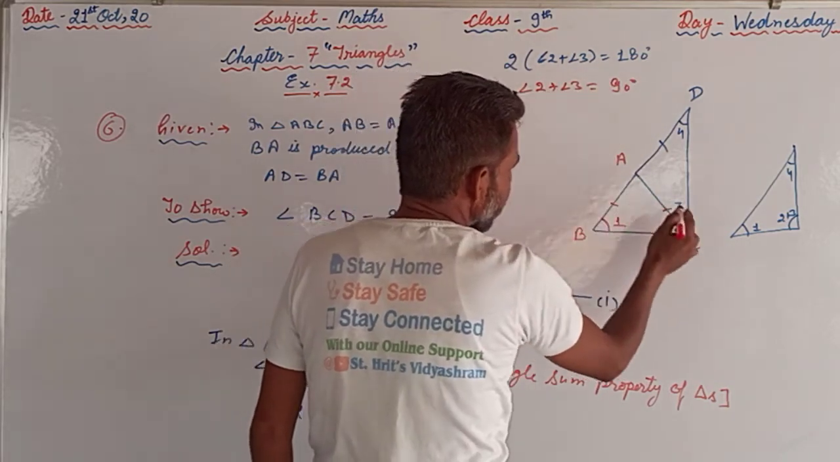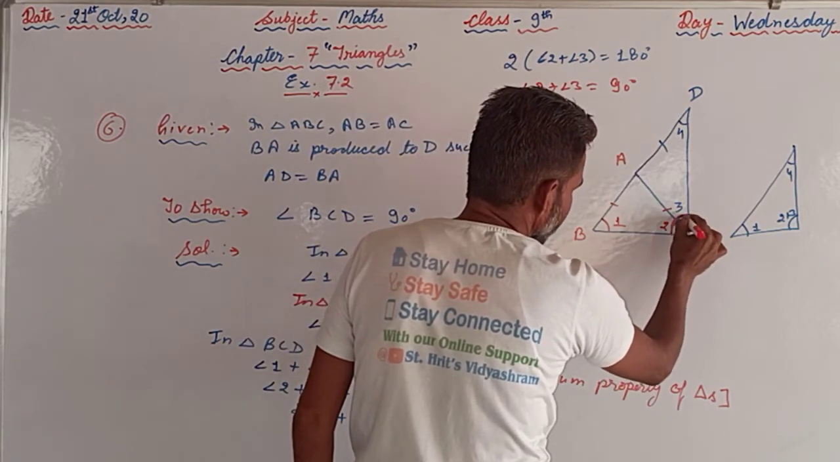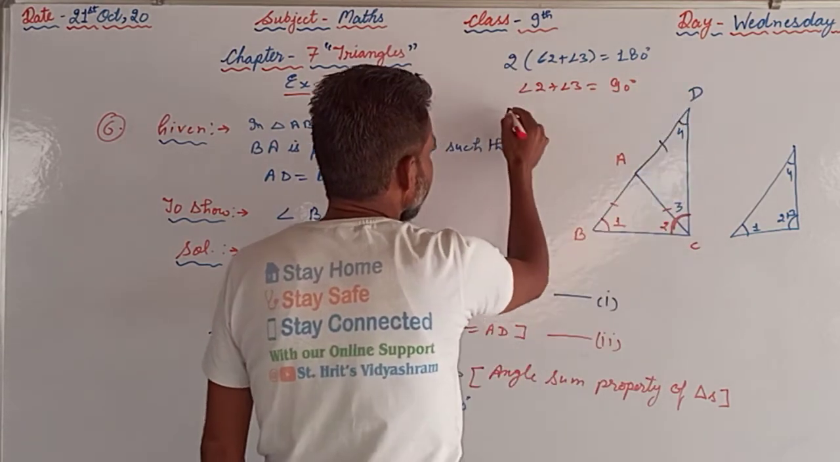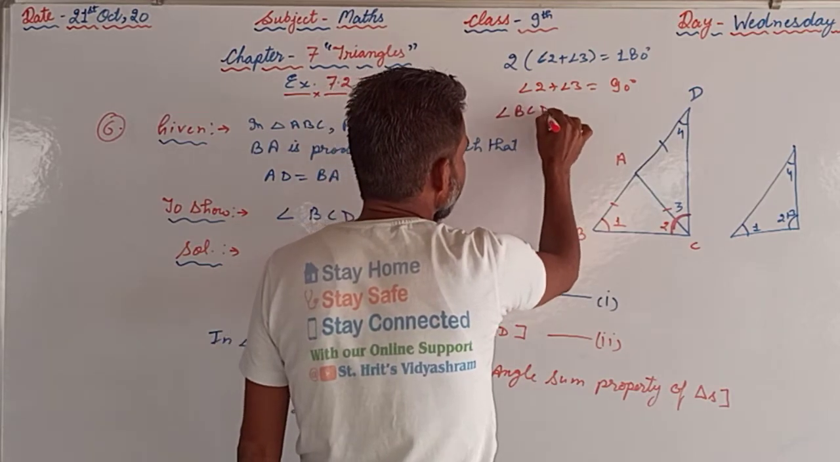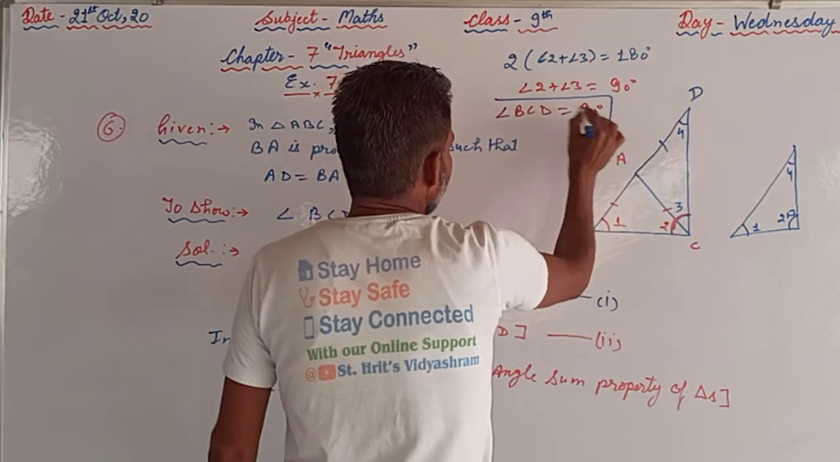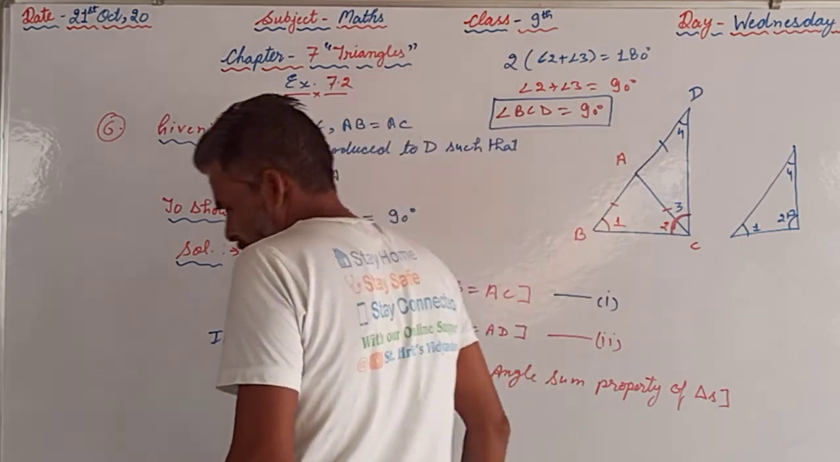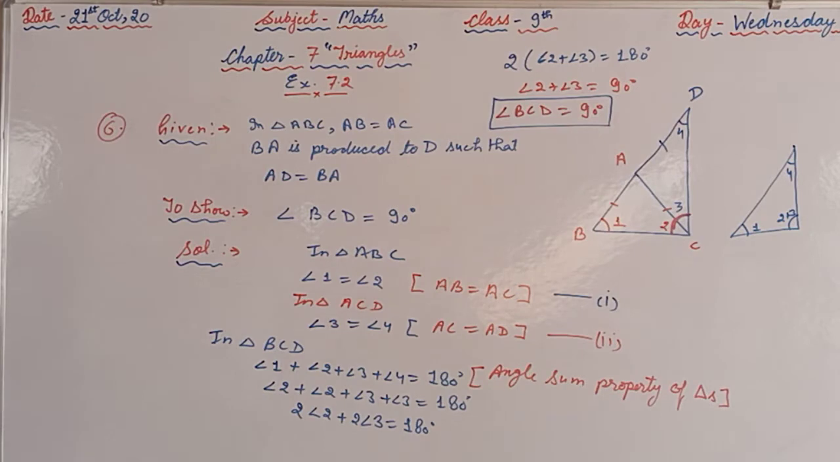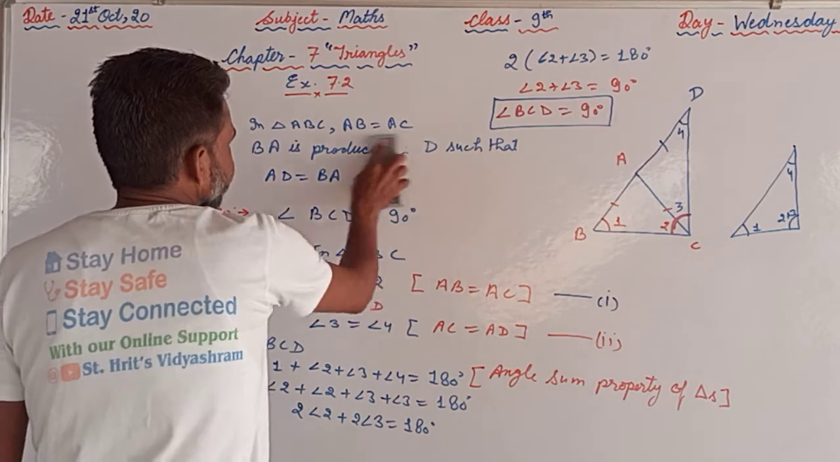Now angle 2 plus angle 3 means this whole, that is angle BCD, and that is 90 degrees. So we have proved what was asked in this question, that we have to show that angle BCD is 90 degrees, and we have already proved that. So like this we are supposed to proceed with that question. Now we will discuss the next question, that is question number 7.